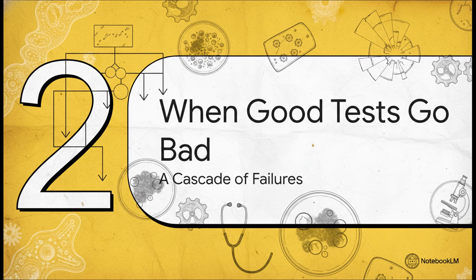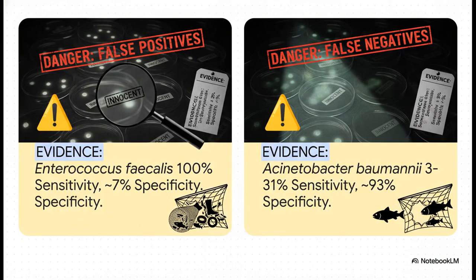Okay, so let's see what happens when these problems, the pickiness and the subjectivity, start to pile up. This isn't just an academic exercise. We're talking about a cascade of failures that can lead to wrong answers for critical patient samples. Let's look at some of the worst offenders. This slide is everything. You need to understand this. Look at these two pathogens. With Enterococcus faecalis, the CR test is a false positive machine. It has perfect sensitivity. It'll never miss a true positive, but its specificity is a train wreck, down around 7%.